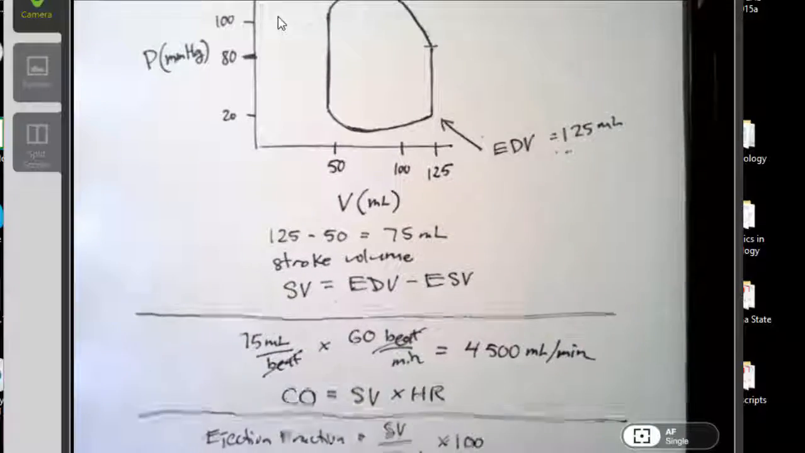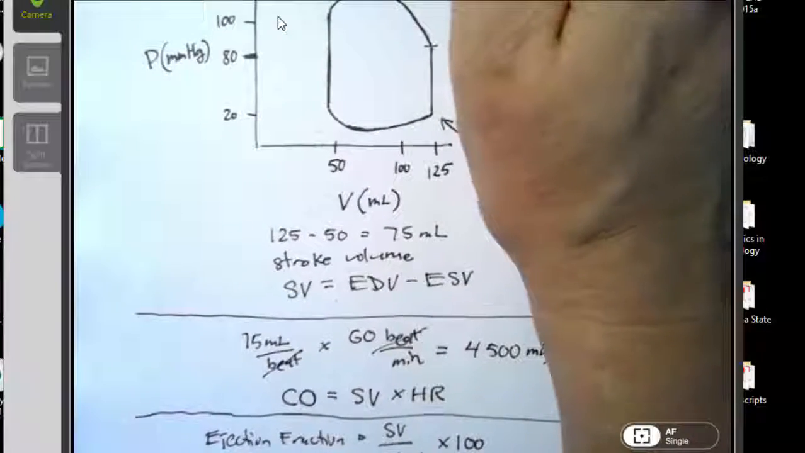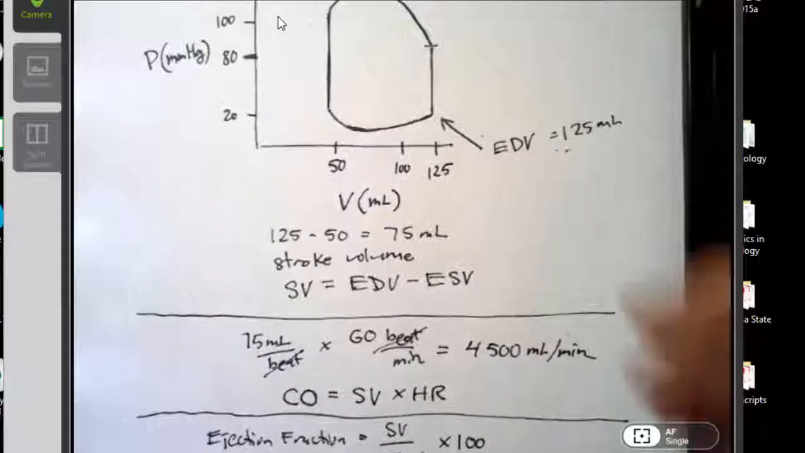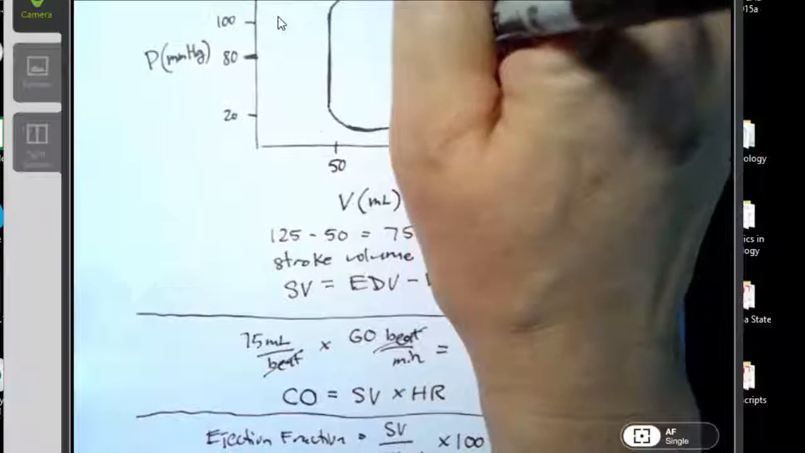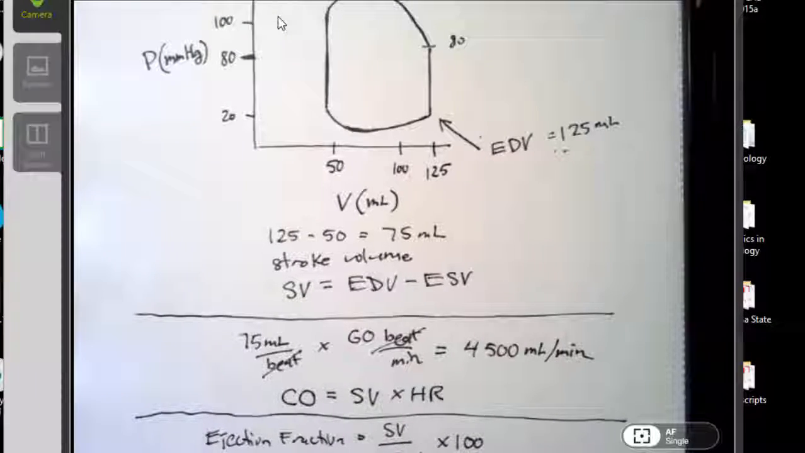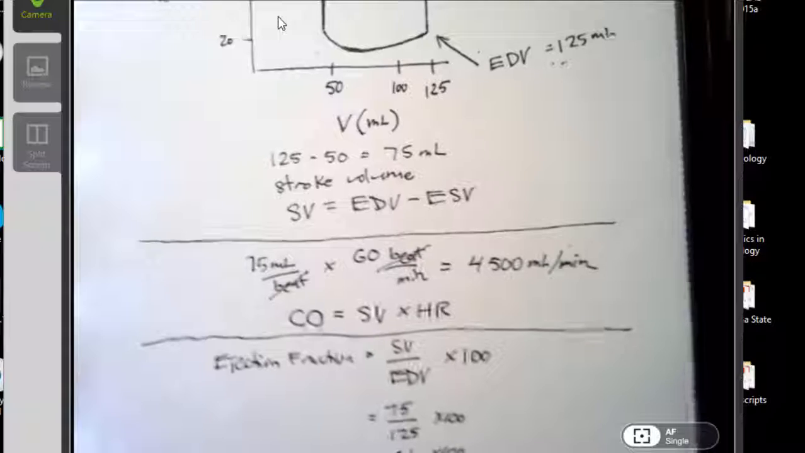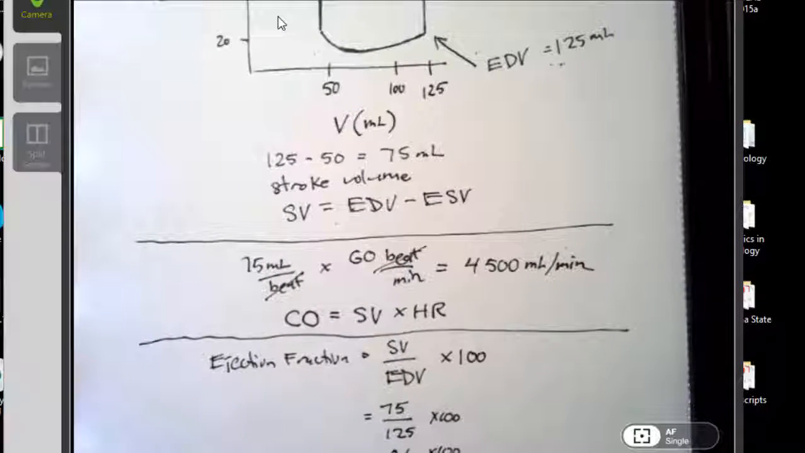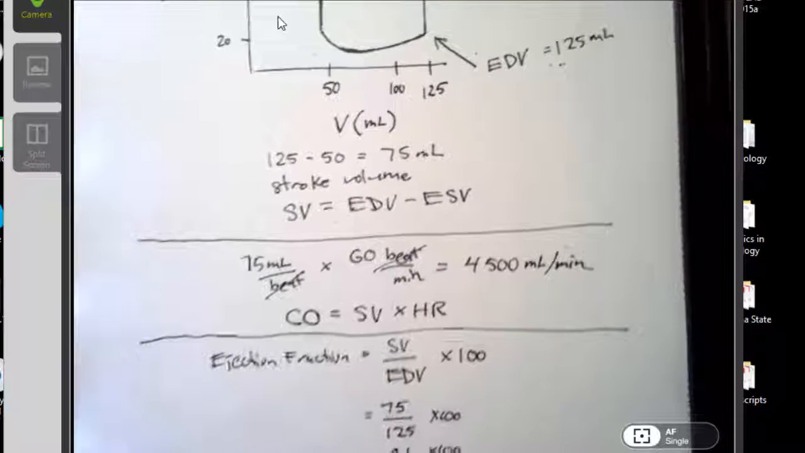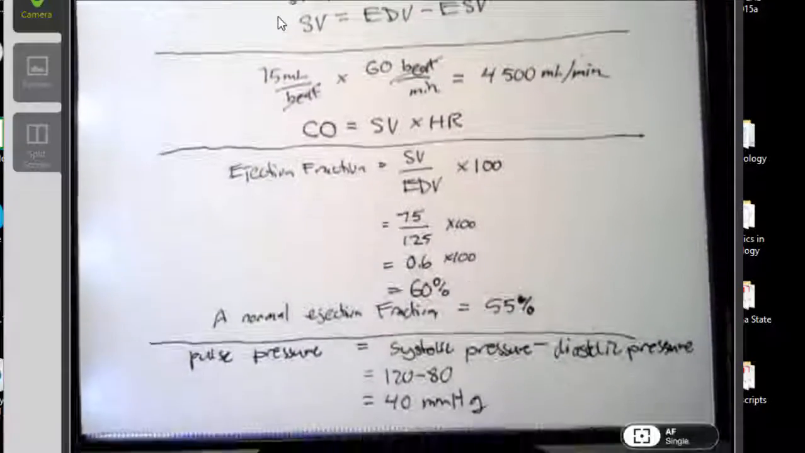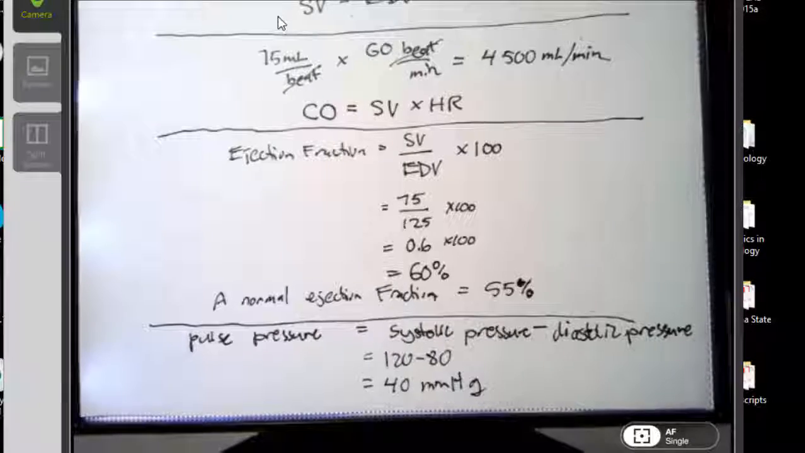And so from this diagram, we have 120 as our peak pressure, which is going to be our systolic pressure, and we have 80 for a minimum pressure or during diastole. And so we can simply take these numbers. We take 120 minus 80, and we now have 40 millimeters of mercury in this hypothetical person that we're looking at here.